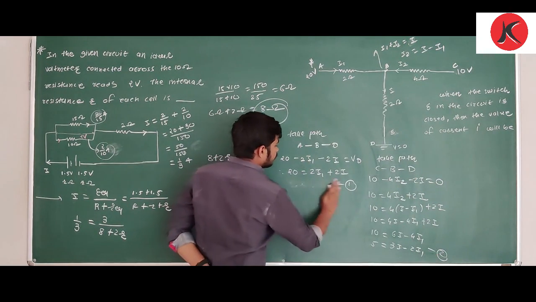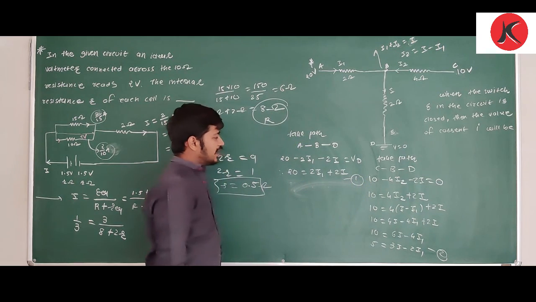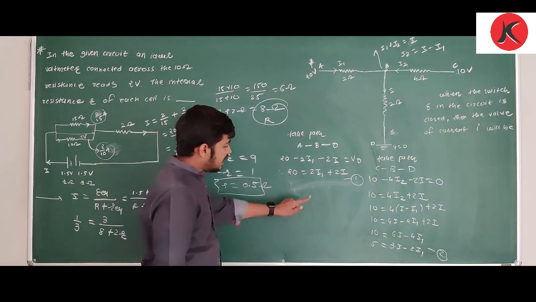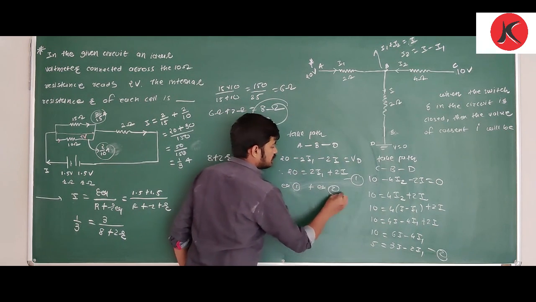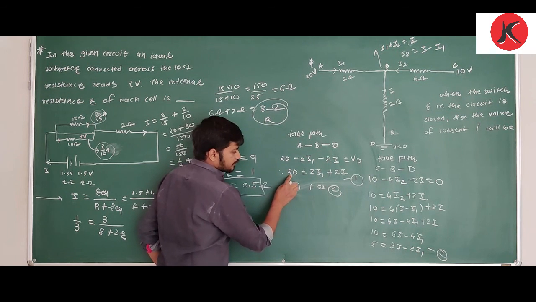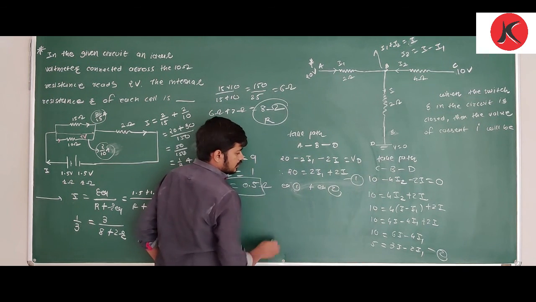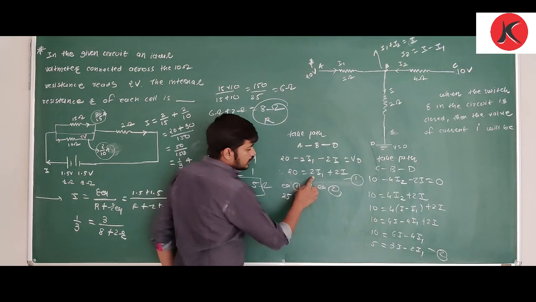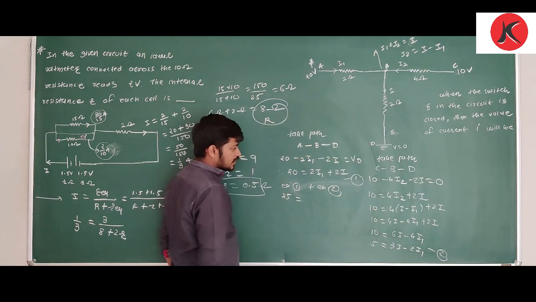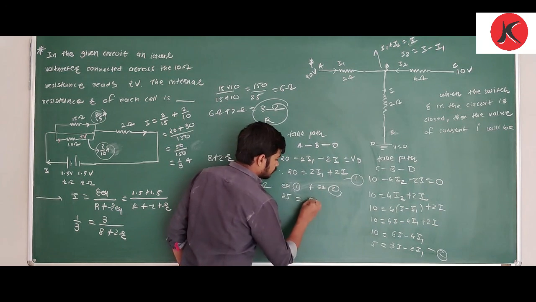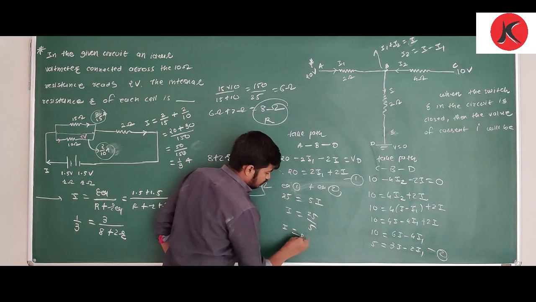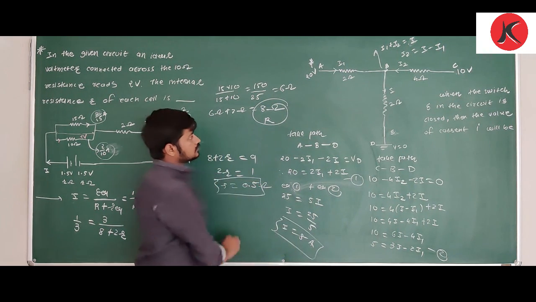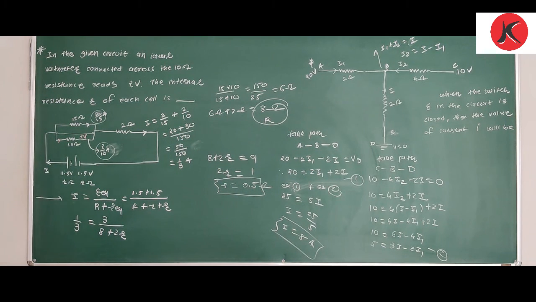Now add equation number 1 and equation number 2. So it is 10 plus 5, which is 15, I1 plus... wait, equation number 1 plus equation number 2 gives 2I1 minus 2I1, so I1 cancels. Then 2I plus 3I is 5I. So I is equal to 25 by 5. So I is equal to 5 ampere. And yes, it is your answer.